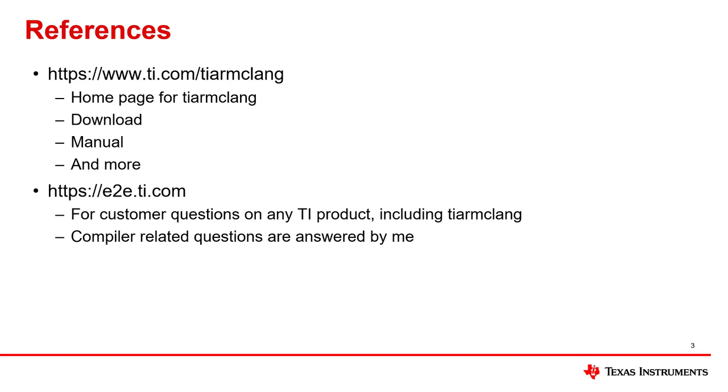As we're nearing the end of this video, I'll give you a few quick references. The first one we actually just saw. That's the home page for the TI-ARM-Clang compiler at ti.com/TI-ARM-Clang. You can download it. You saw the online manual. Other details like that are available there.